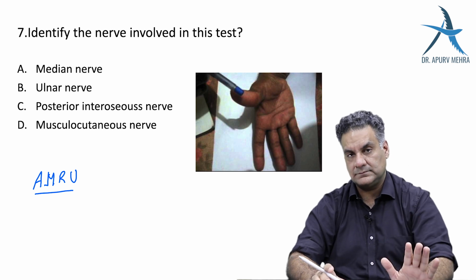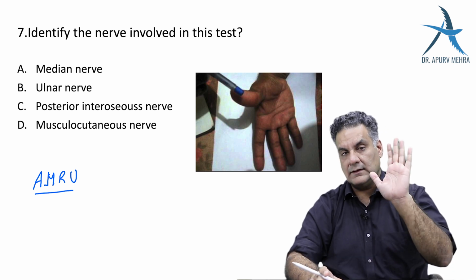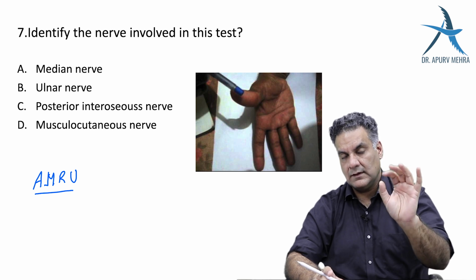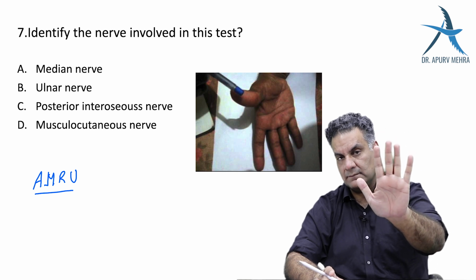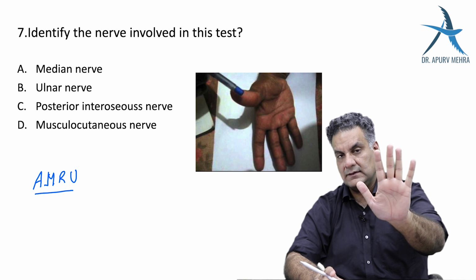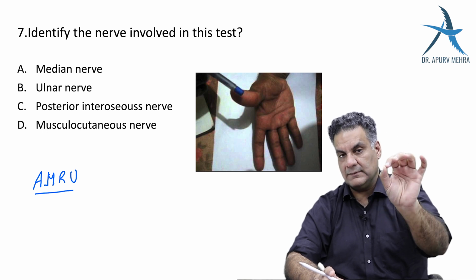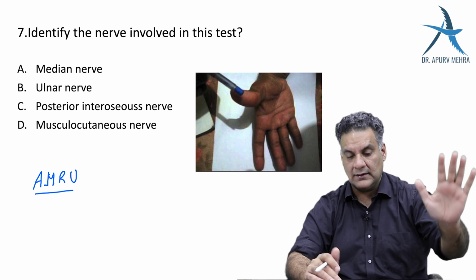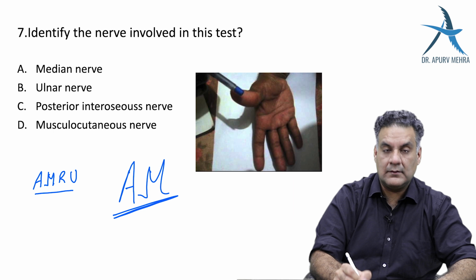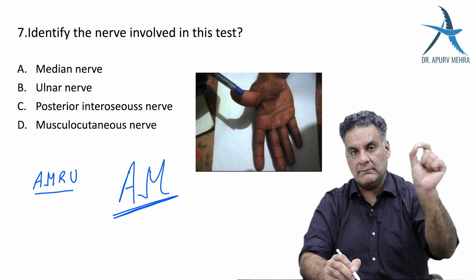And the last one, right? The median nerve is opposition. And if the median nerve is gone, the thumb is in the plane of the palm. This is called ape thumb deformity, right? Remember, people confuse ape thumb with radial nerve. Don't do that. Remember my name, AM. Apurv Mehra, ape thumb, median nerve.